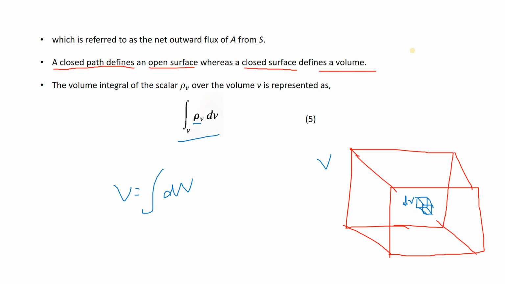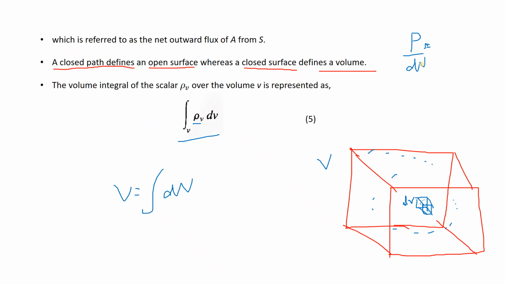Now suppose we have a scalar. Suppose the scalar is P. So P is a scalar quantity. Now that scalar quantity is within this particular volume. So what amount of scalar quantity is inside this volume?